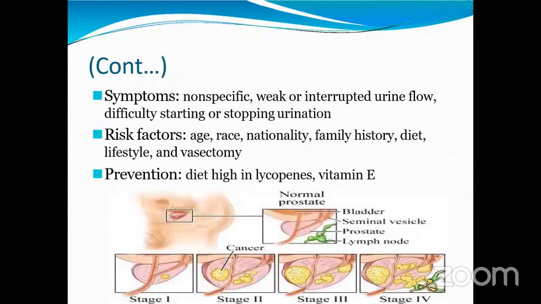The symptoms here, we don't find any specific symptoms. They are non-specific symptoms: weak or uninterrupted urine flow, difficulty in starting or stopping urination. The risk factors include age, race, nationality, family history, diet, lifestyle, and vasectomy. And prevention can be by high inclusion of lycopene in the diet, and vitamin E.